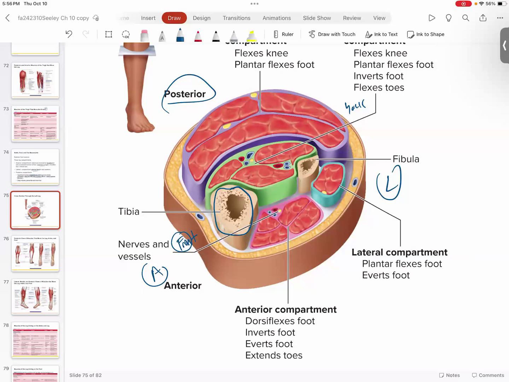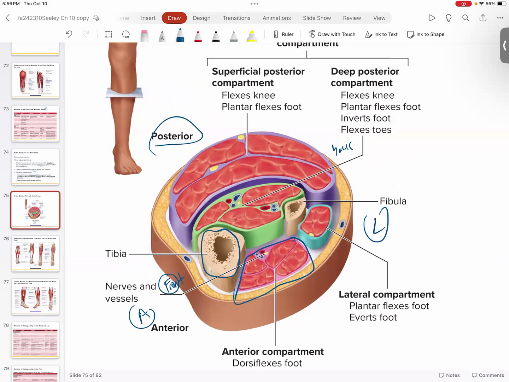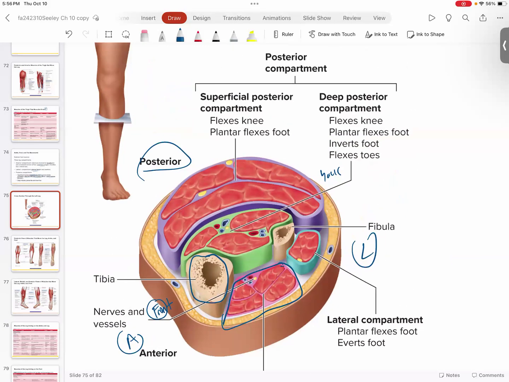So when you take a look at this, you can actually see some of the compartments. So here is your anterior compartment, where you basically are doing most of your dorsiflexion and inversion, eversion, extension of the toes. And this is your posterior compartment back here. So it's a big, big compartment. There's a lot going on there. But you have a couple of different pieces. You have a deep and a superficial compartment.